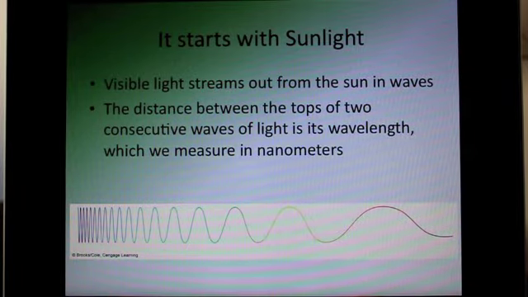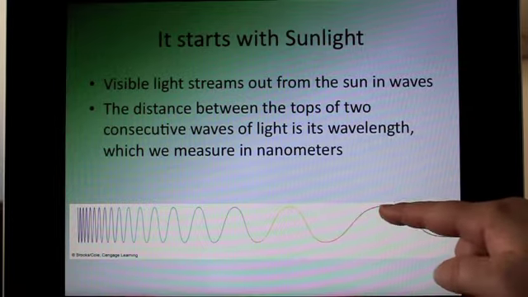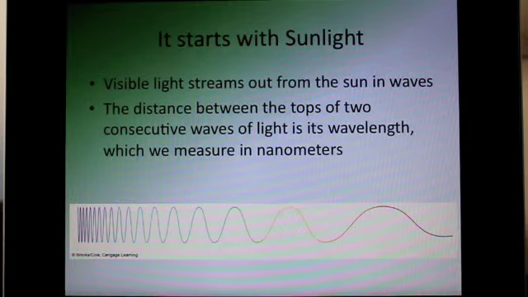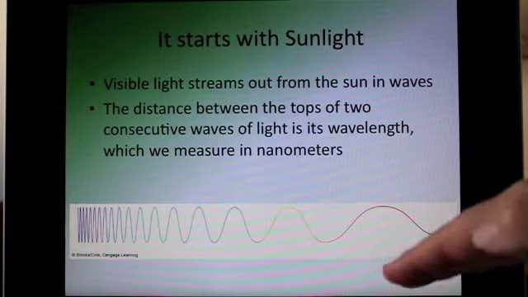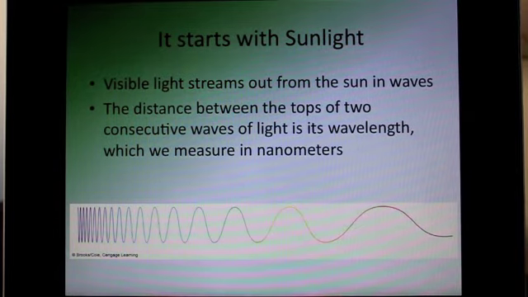Now, the process of photosynthesis all starts with sunlight. Visible light streams out from the sun in waves. And it kind of looks like this. This is the visible light spectrum. The distance between the tops of 2 consecutive waves of light, so from here to here, or from here to here, is its wavelength. And we measure this in nanometers. You can see that red light has a very long wavelength, and over there, violet light has a very short wavelength.